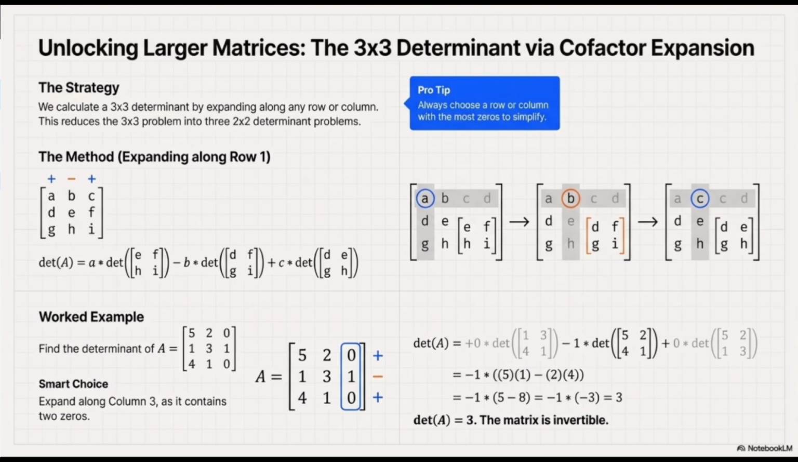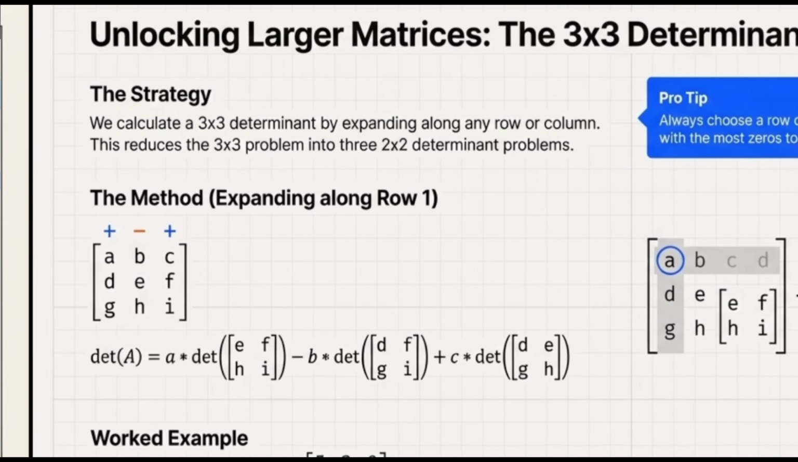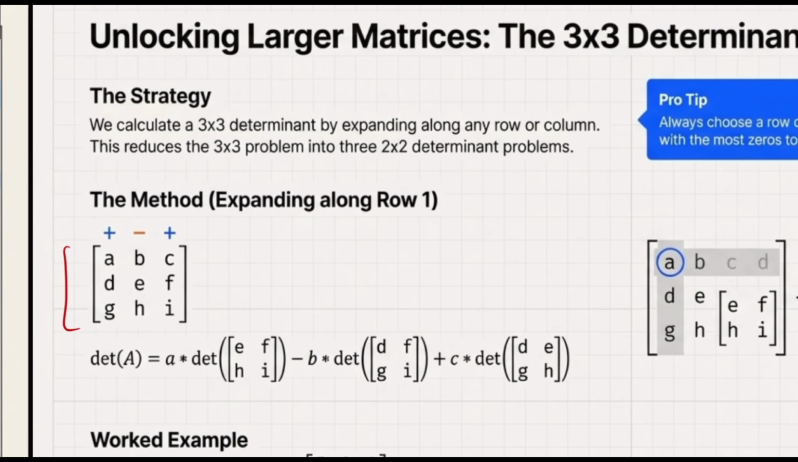So imagine that we do have a 3 by 3 determinant, and we would like to find that. So that would be a little bit more complicated, so please be careful. This is the 3 by 3 matrix, and I would like to find its determinant. We do have a couple of ways, but first of all, let's talk about the strategy. We find the determinant of a 3 by 3 matrix by expanding along any row or column. This reduces the 3 by 3 problem into three 2 by 2 problems, and we can find the determinant for each of them and find the final one.